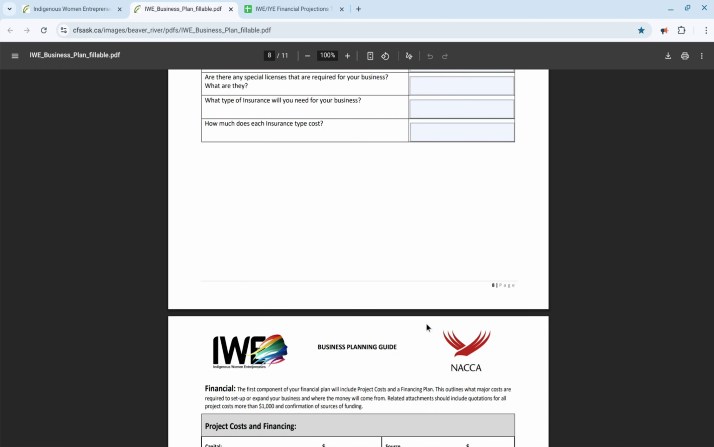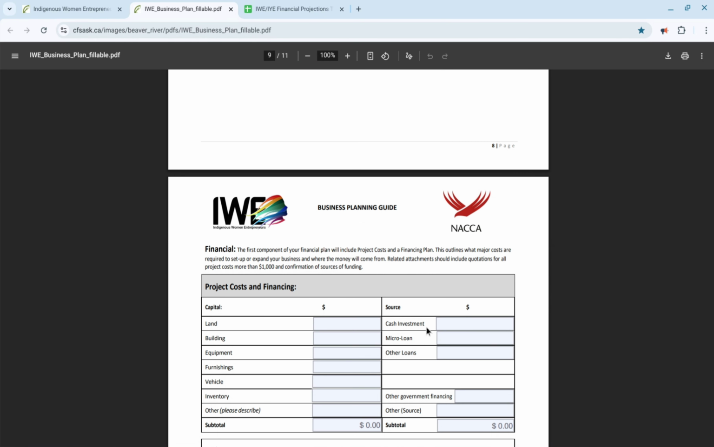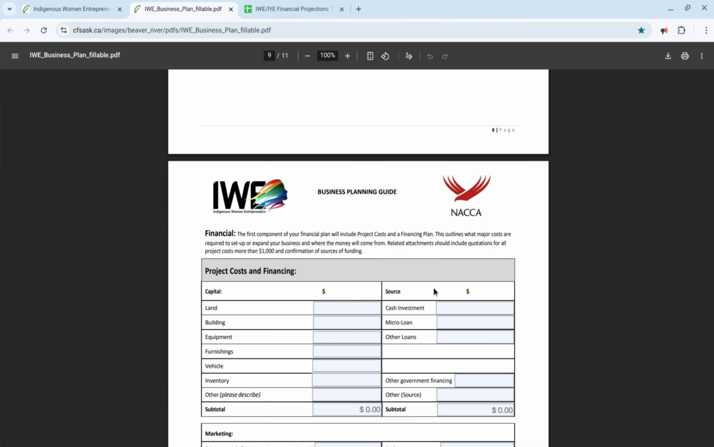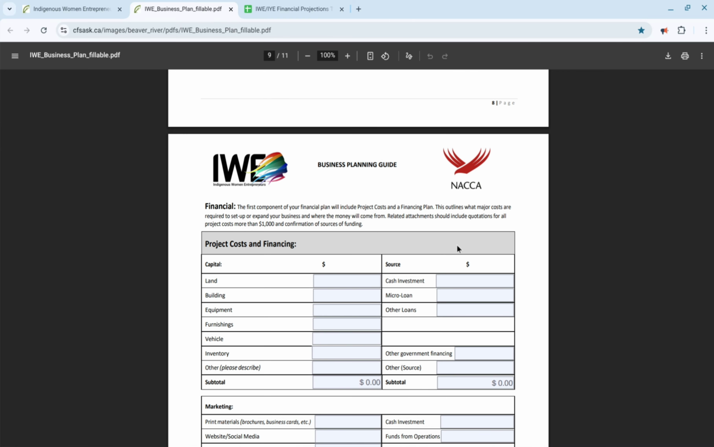Scrolling down here to page 9. So we're getting into the financial stuff here. It says the first component of your financial plan will include project costs and financing plan. This outlines what major costs are required to set up or expand your business and where the money will come from. Related attachments should include quotations for all project costs more than $1,000 and confirmation of sources of funding. So I'll just scroll down a little bit further here.